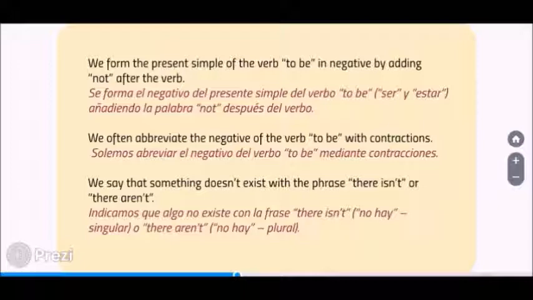We form the present simple of the verb to be in negative by adding not after the verb. We often abbreviate the negative of the verb to be with contractions. We say that something doesn't exist with the phrase there isn't or there aren't.